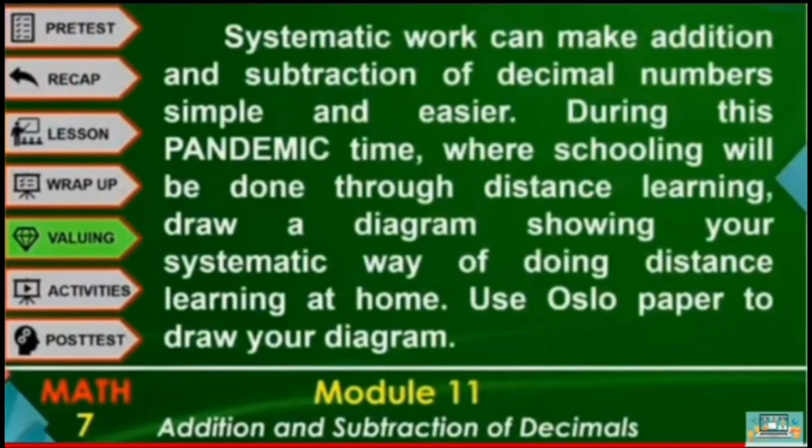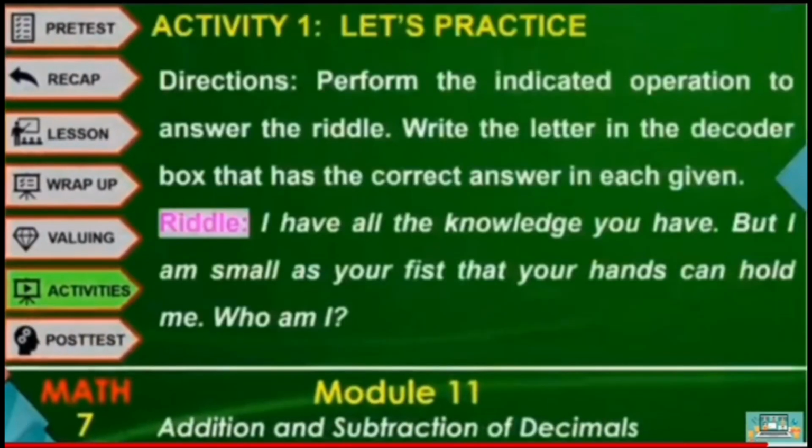For our valuing, systematic work can make addition and subtraction of decimal numbers simple and easier. During this pandemic time, where schooling will be done through distance learning, draw a diagram showing your systematic way of doing distance learning at home. Use Oslo paper to draw your diagram. For your differentiated activities, kindly refer to the given module.